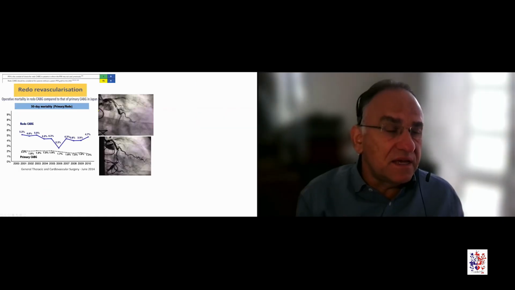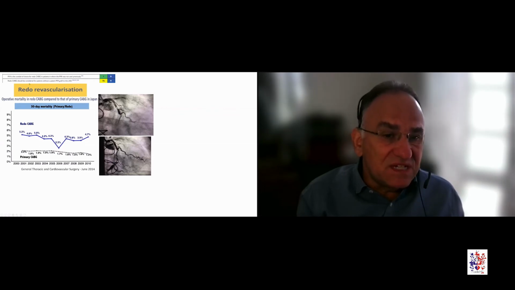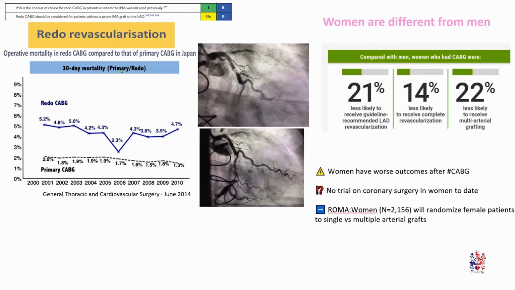In the guideline, it does say that if there's no LIMA to the LAD and you need revascularization, then an IMA should be placed with a class 2A recommendation. And if the patient doesn't have a LIMA and goes for bypass surgery, they certainly need to have a LIMA attached. Women are an issue because the trials are always stacked against women. Men are mainly in the trials. Women are less likely to receive guideline recommended revascularization, less likely to receive complete revascularization, and less likely to receive multiple arterial grafting. And there's a trial planned called ROMA, which will be looking at that issue.